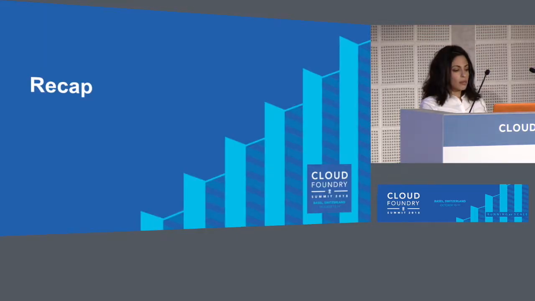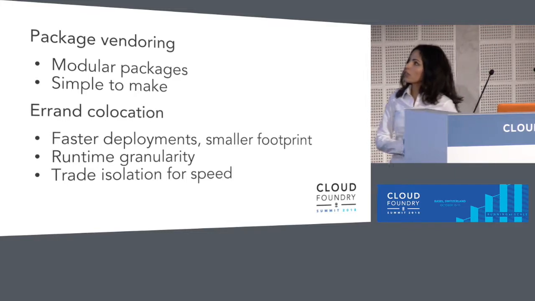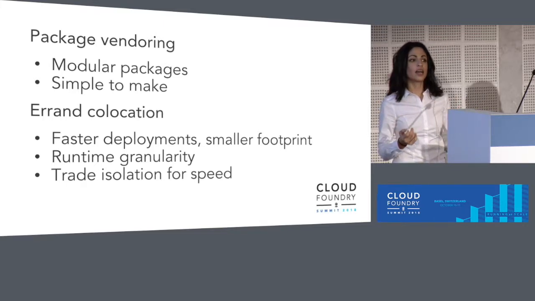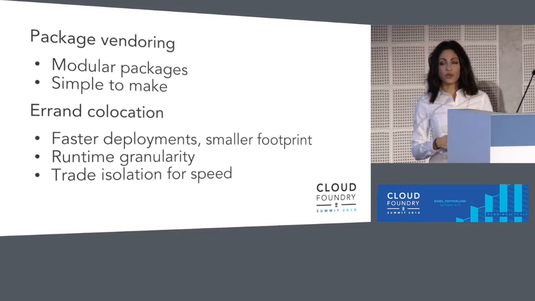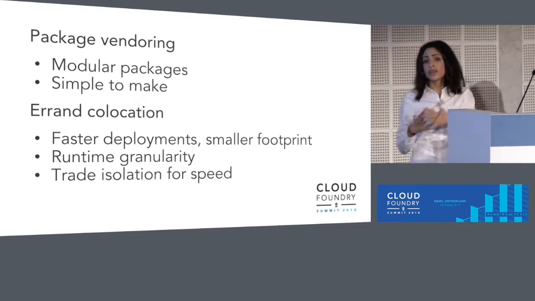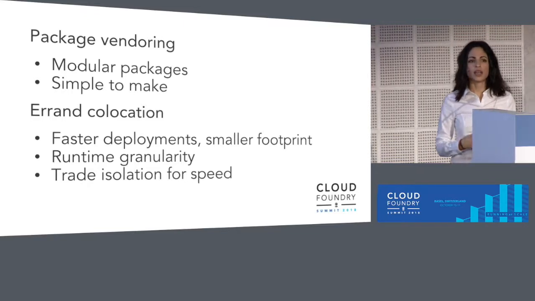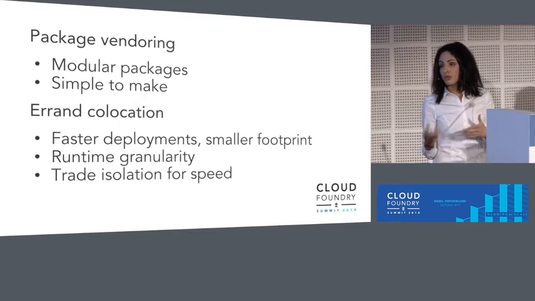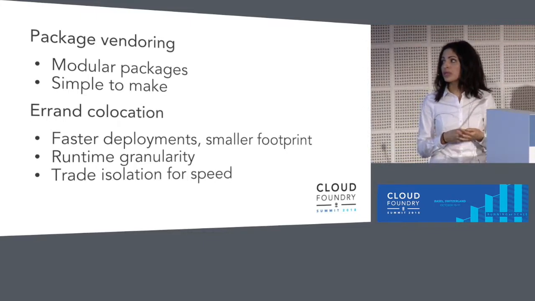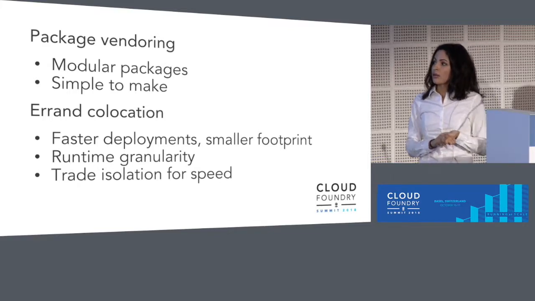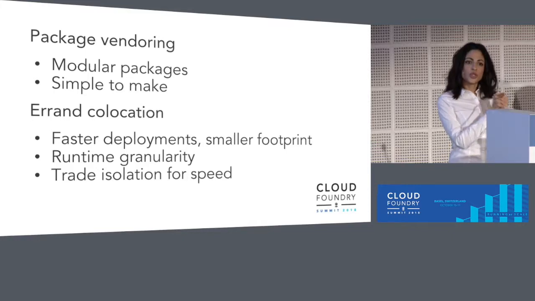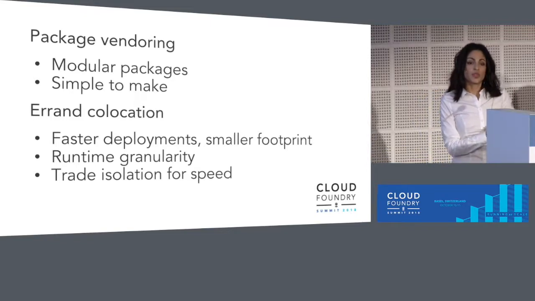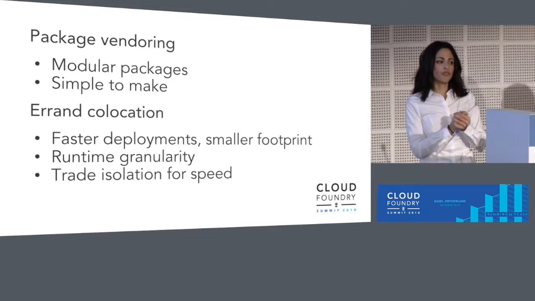Okay, just a very quick recap of the things that we went through. We looked at a couple of features added to Bosh over the last year or so. The first one is package vendoring that allows release authors and operators to create more modular packages. And they're quite simple to make in that they are really, under the covers, Bosh releases. And secondly, errand collocation is an idea and a Bosh implementation that allows for faster deployments and a smaller VM footprint. It's there to offer more runtime granularity and more choice to operators about how many times and where errand jobs are going to run. But it does come with trade-offs, the more important one being isolation for speed.